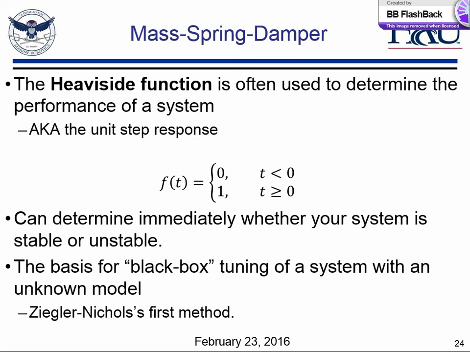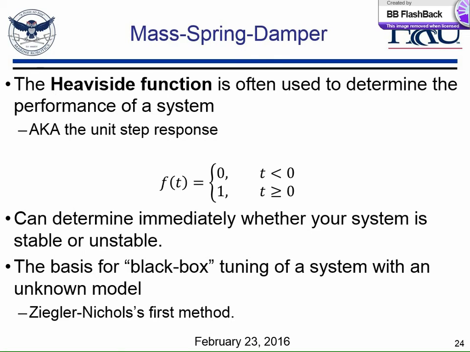This is also the basis for something called black box tuning of a system. We don't know what the transfer function is for black box tuning, and we have to use something called the Ziegler-Nichols first method. If you are ever dealing with a plant that you have no idea what it is, always look up Ziegler-Nichols and try doing what they're doing. I'm not actually going to get into it because that's a more involved process, but that is the best way for you to get PID gains when you don't know what your system looks like.